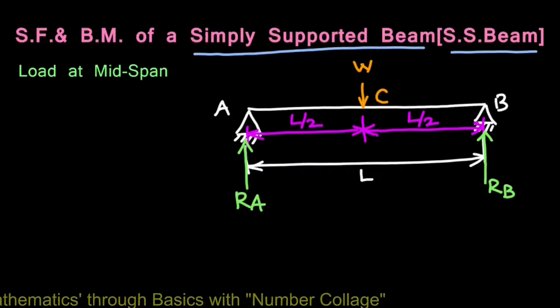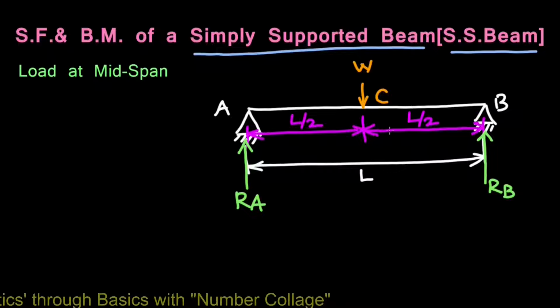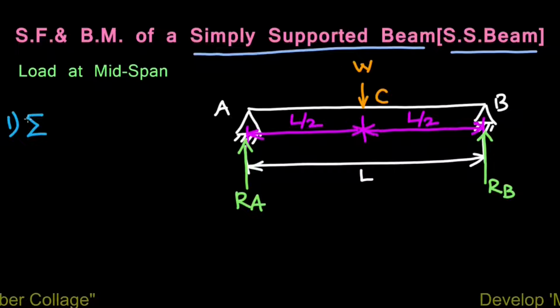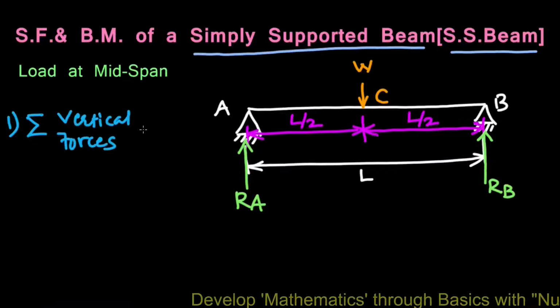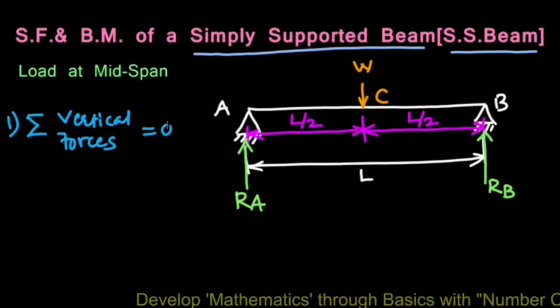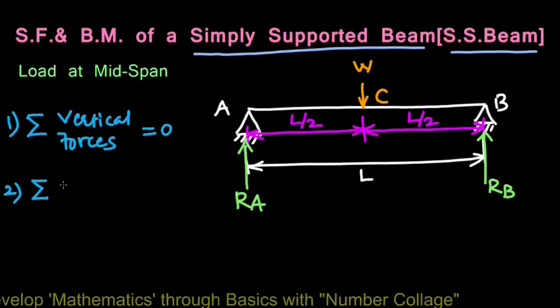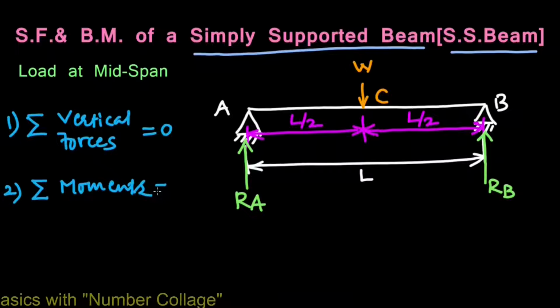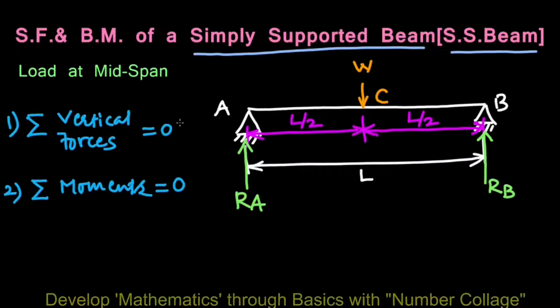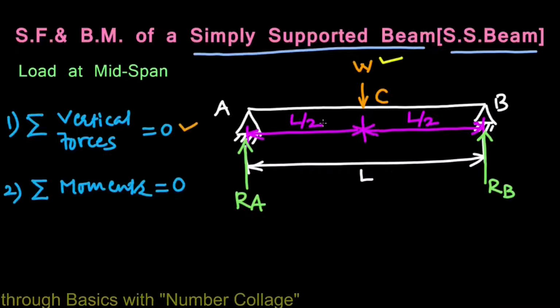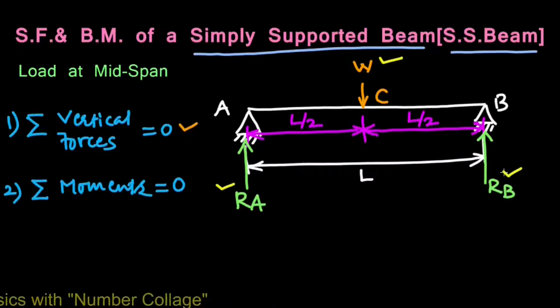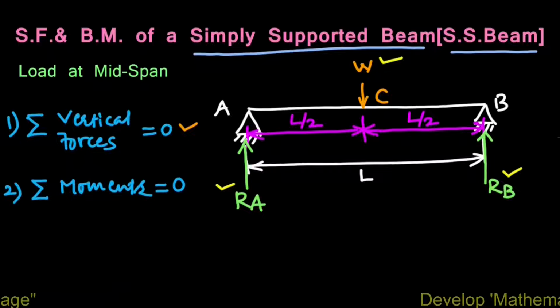Before we move further to find the shear force and bending moments of this simply supported beam, we must first understand two important rules. The first is sum of vertical forces on the beam equals 0, and number 2, sum of moments about a particular point equals 0. Now according to the first rule, we have W, RA and RB, three coplanar forces, and their sum will be 0.